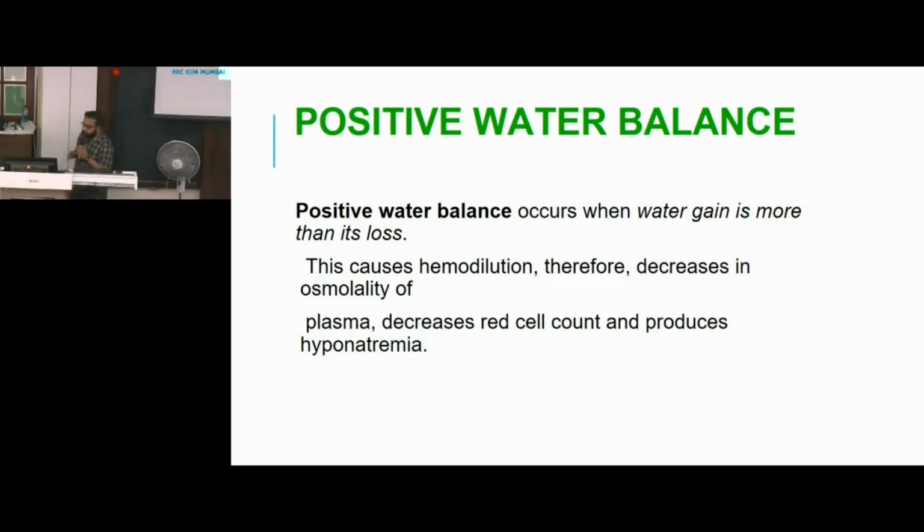Name a condition, that is pregnancy. In case of pregnancy, there is water retention and it is positive water balance. But it is not a disease, of course. So, as a result of that, there will be hemodilution. What do you mean by hemodilution?